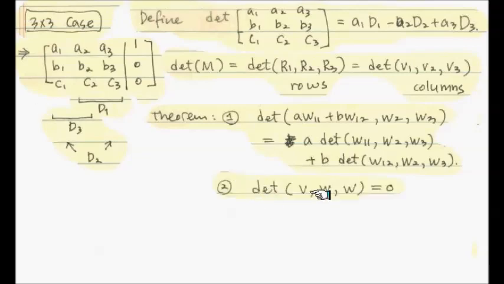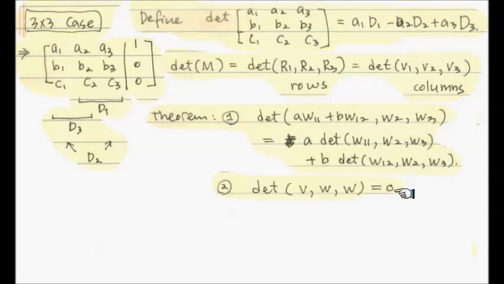So the determinant of V, W, W: when any two of these columns are equal to each other, the determinant is going to be 0. If the first two columns are equal to each other, it's going to be 0. If the first and the third are equal to each other, it's going to be 0. And this result is valid for the rows as well.